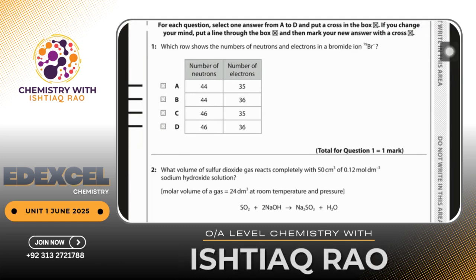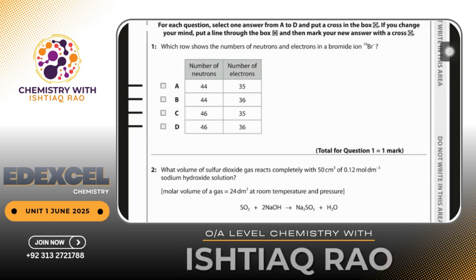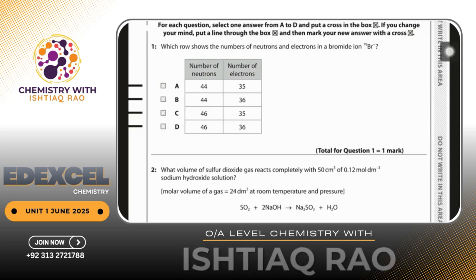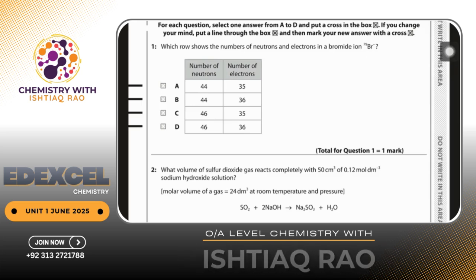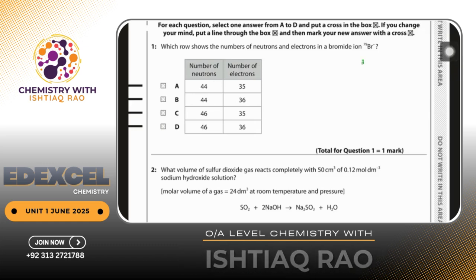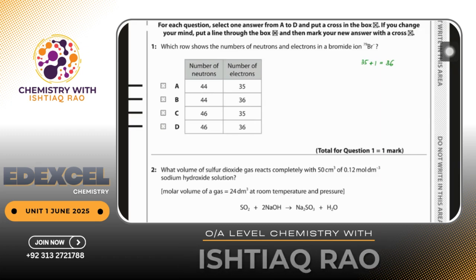So it has a -1 charge, so it has gained one more electron, right? So what's the proton number for bromine? I think it's 35. Yes, sir. So 35 plus 1 is equal to 36. So it has 36 electrons. So with 36, we have two options, B and D.